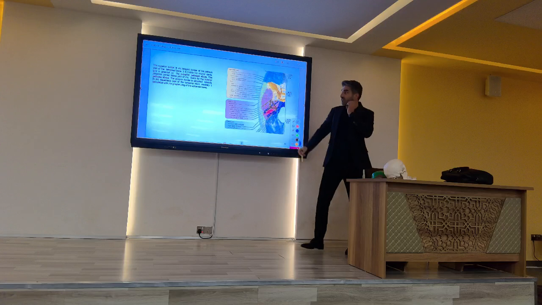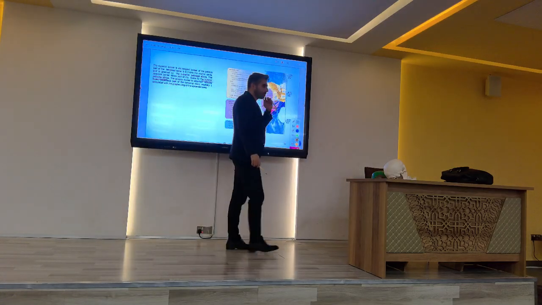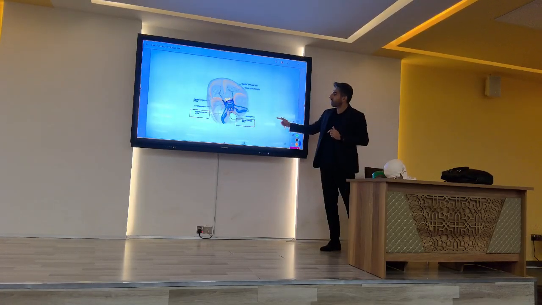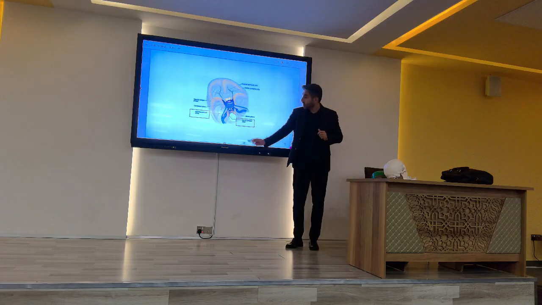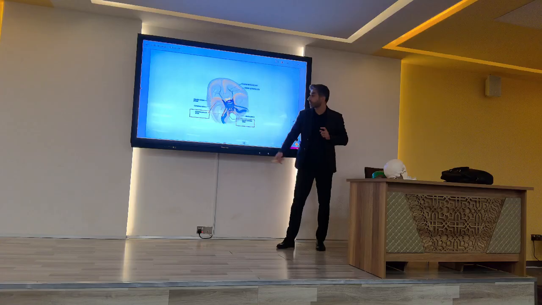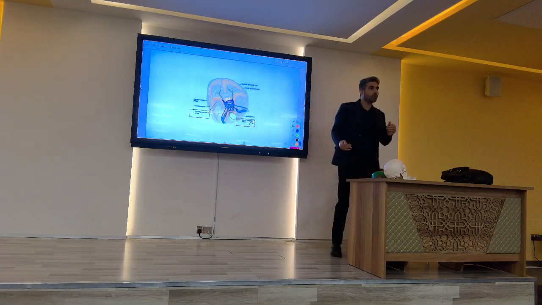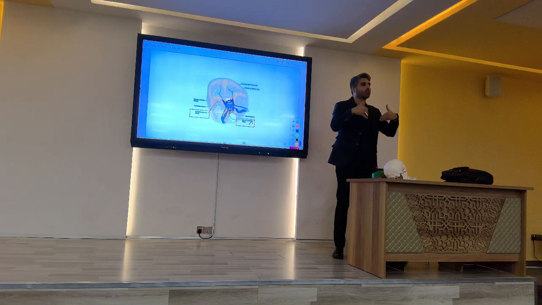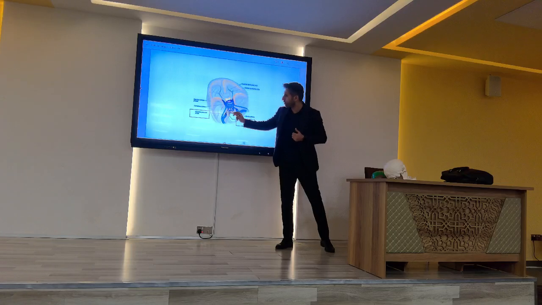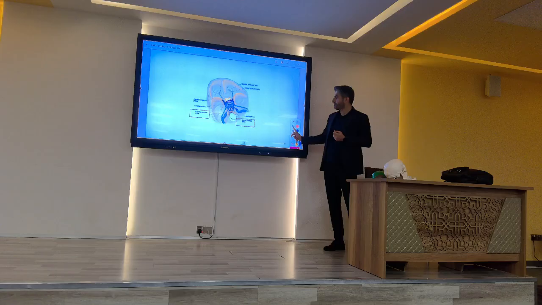The posterior border has the inferior petrosal sinus. The superior border has the superior petrosal sinus. Look at this picture, you can see that. This sinus finishes in the internal jugular vein, as you can see here, and the superior one goes to the transverse sinus.